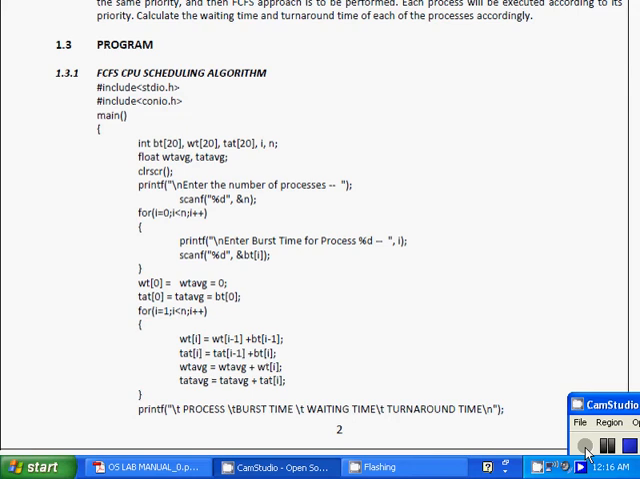Scheduling is a fundamental operating system function. Almost all computer resources are scheduled before use. The CPU is, of course, one of the primary computer resources. Thus, its scheduling is central to operating system design.